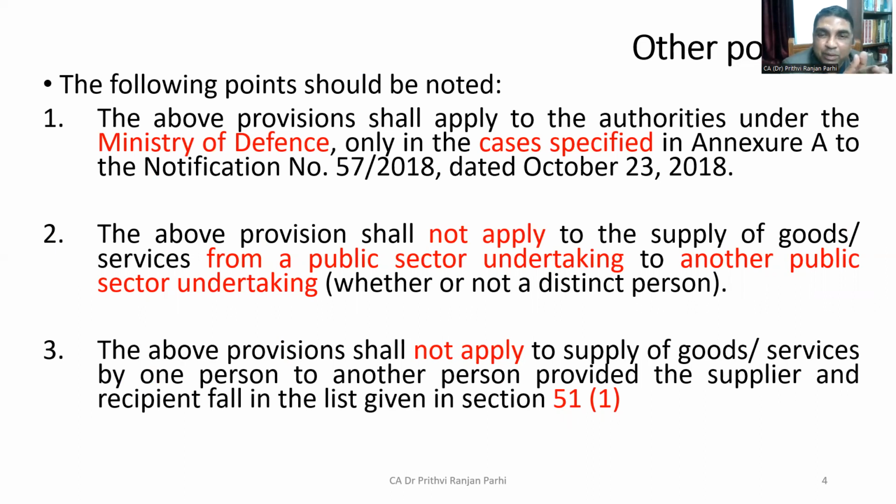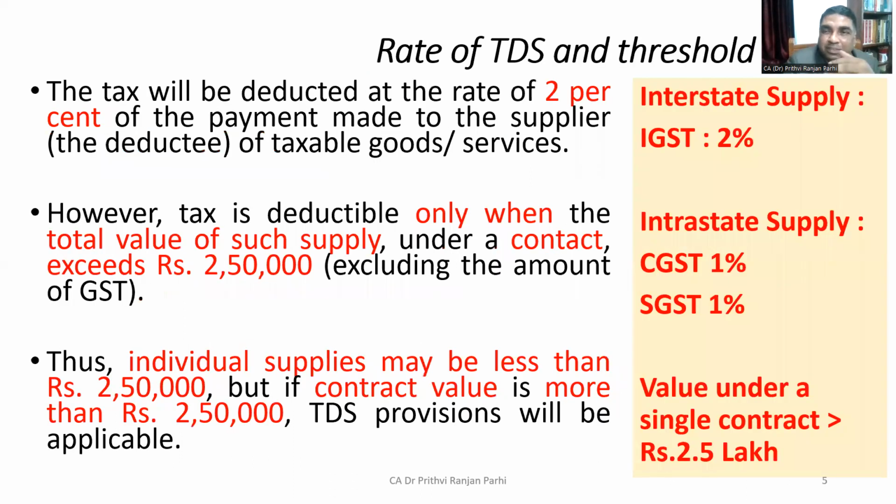This is not applicable where a supply of goods and services is made from one PSU to another PSU. In this case, it is not applicable. Okay, this is one more provision we have to keep in mind. And these provisions also do not apply to certain supply of goods and services which are listed in section 51, subsection 1. That also we will be learning later on. So these are the few things, just keep in mind. Now let us move further.